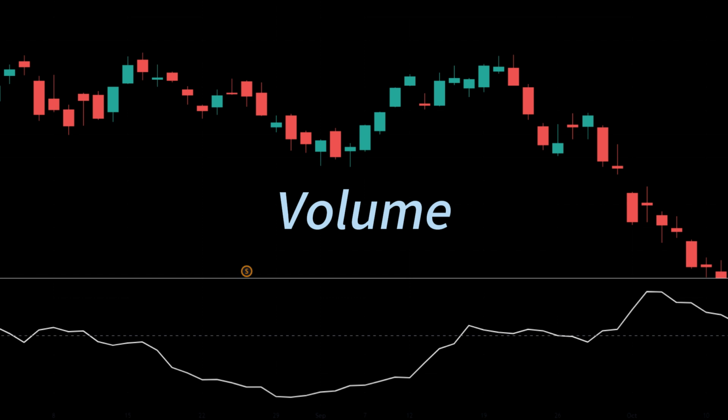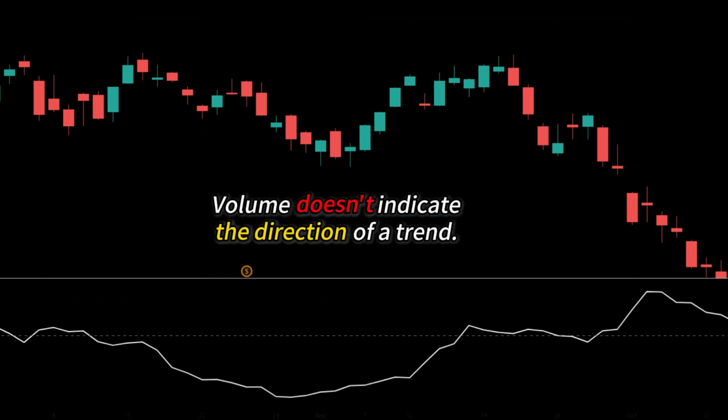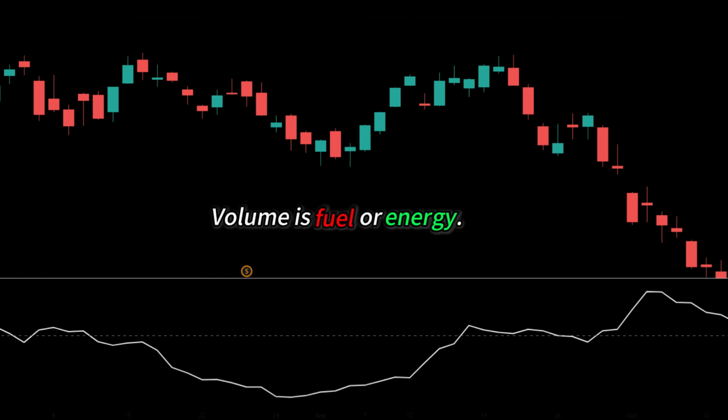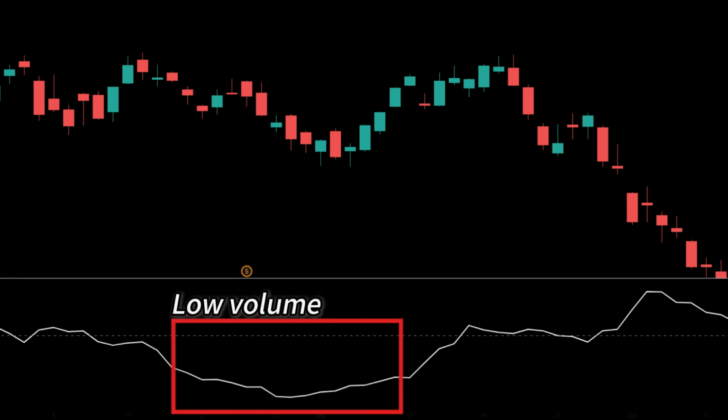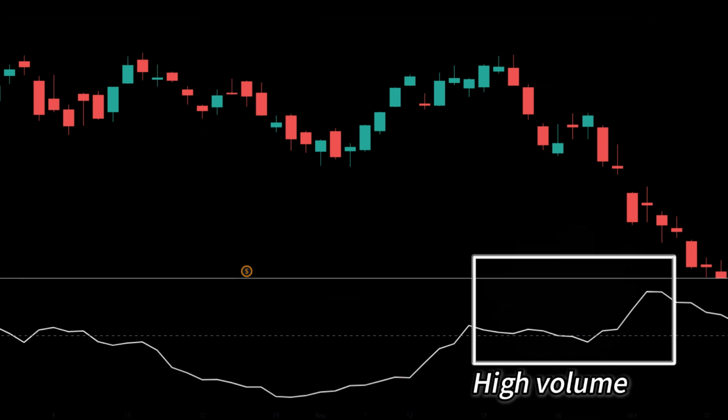Volume is the most important indicator in all of trading, but it doesn't indicate the direction of a trend. Volume is basically like the fuel or the energy. If volume is low, it means the momentum is weak. If the volume is high, it means the momentum is strong.